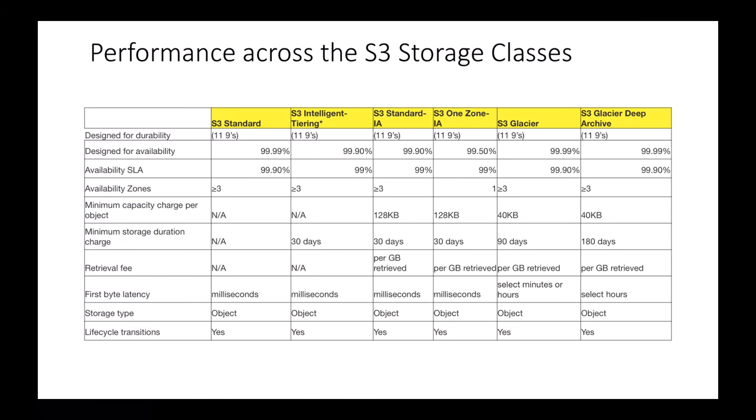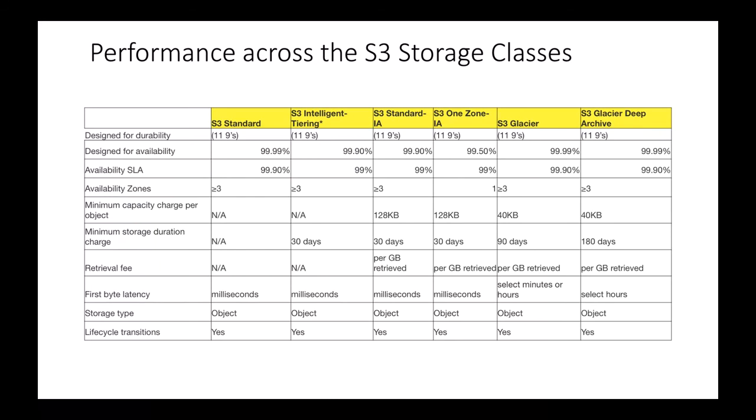And thereafter, for the rest of them we are having 99.9%, except for Glacier where we are having 99.99%. Go with the availability SLA as well, which is what Amazon is claiming, the agreement between Amazon and the end user.